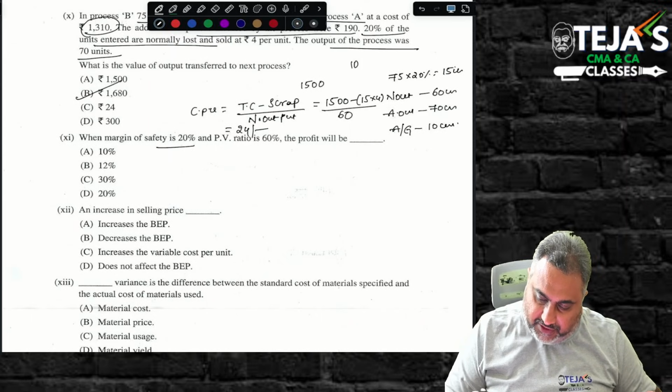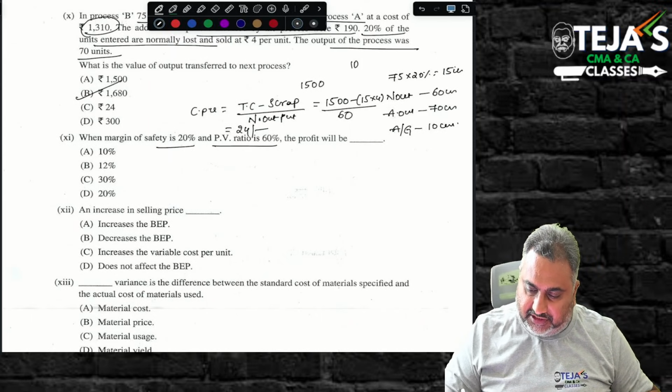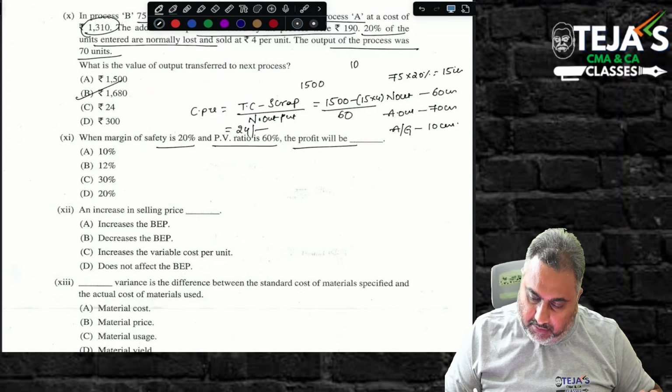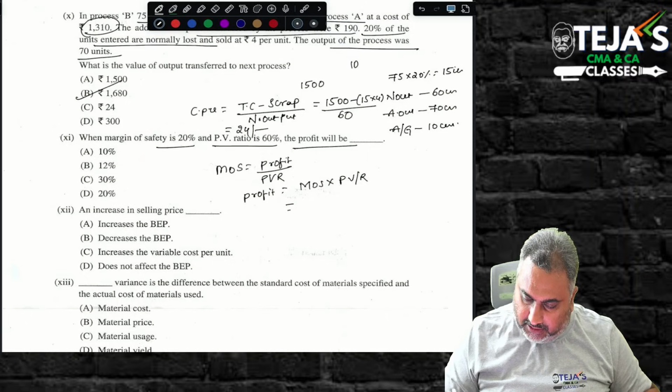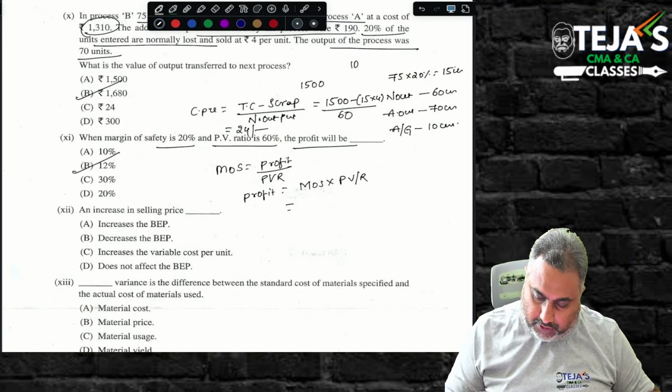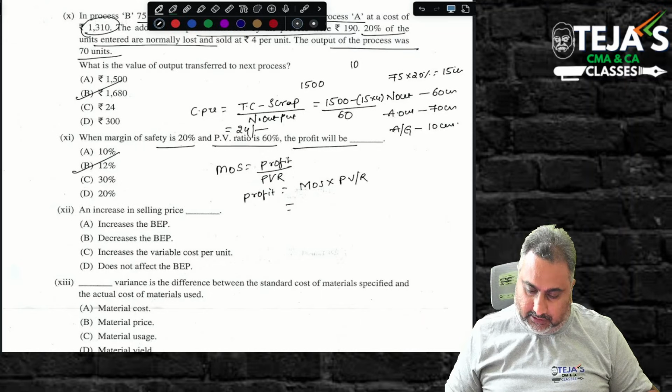And margin of safety is 20%, PV ratio is 60%, profit will be. Now normally margin of safety equals profit by PV ratio. So profit equals margin of safety into profit volume ratio. That is equal to 60% into 20%, that is equal to 12%.